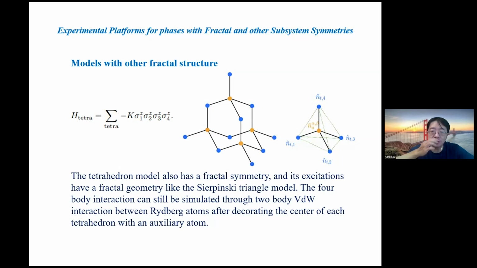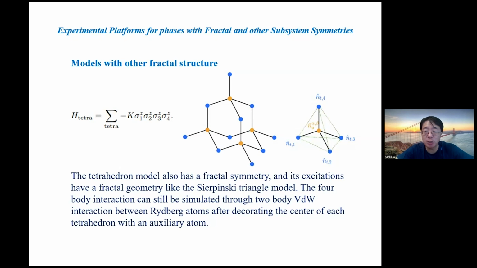So the whole trick in the potential realization of the quantum Sierpinski triangle model is that we enlarge the Hilbert space, then we can simulate all the states of the fractal order in the low energy subset of the larger Hilbert space. Then we can simulate the 3-body interaction through a 2-body interaction. So we can do the same thing for other fractal models.